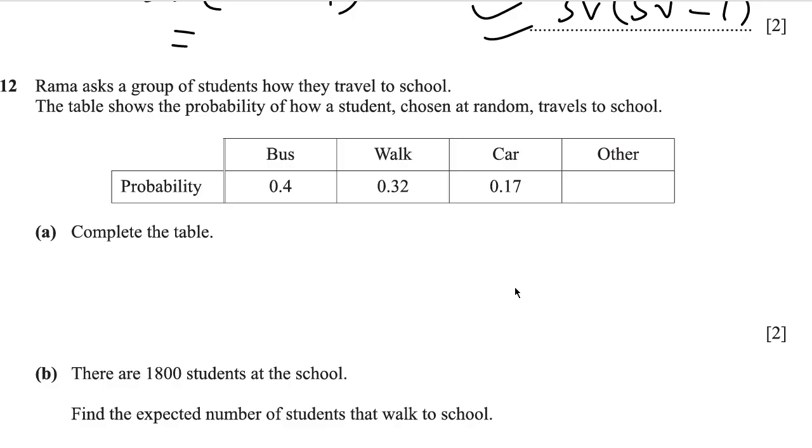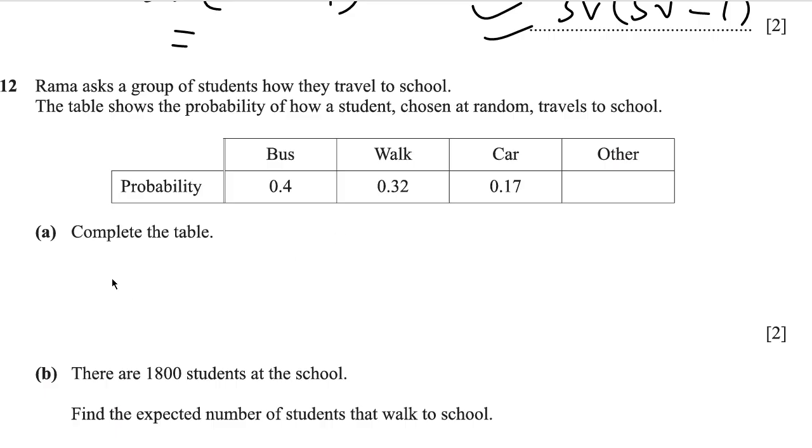Question 12 says, Grandma asks a group of students how they travel to school. The table shows the probability of how a student chosen at random travels to school. So for the bus, we have 0.4, for a walk 0.32, for a car 0.17, and then other. So the question says complete the table, right? So this is very easy.